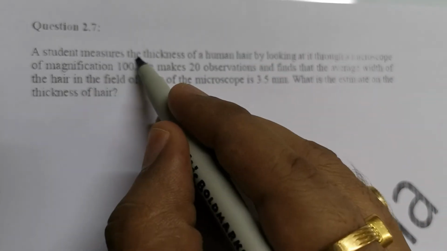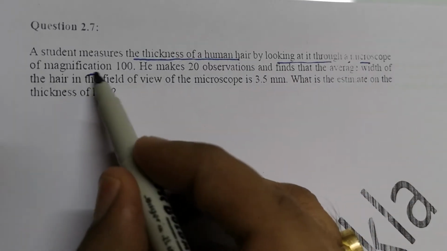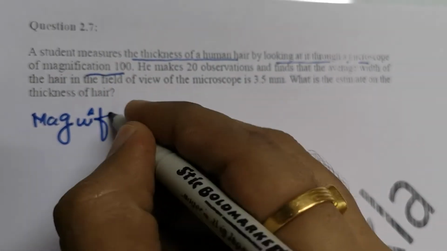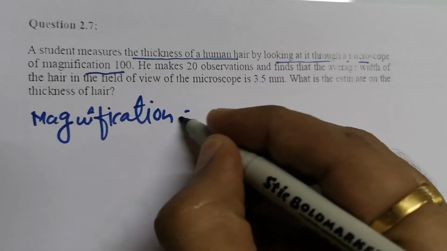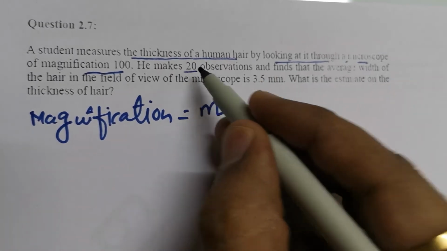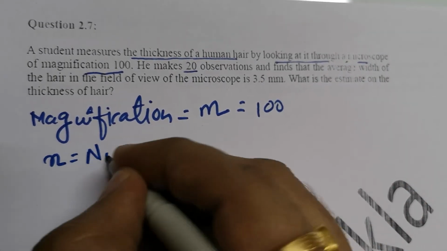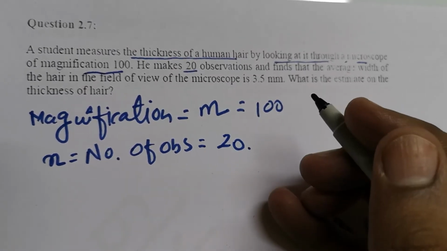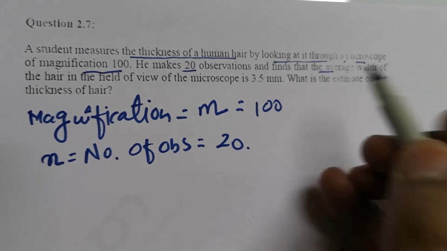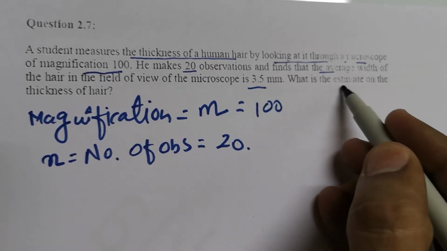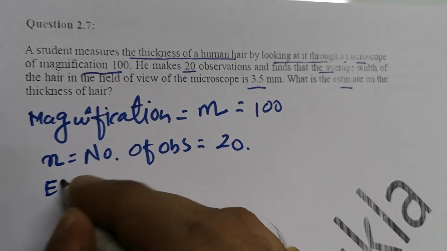A student measures the thickness of a human hair by looking at it through a microscope, and its magnification is 100. First of all, we are mentioning all the data which is given to us. Magnification is denoted by the symbol m, that is 100, and he is making n observations, the number of observations, which is 20. Now we have to find it out. The average width of the human hair as observed with the microscopic view is 3.5. What is the estimated thickness? So we have to find it out.